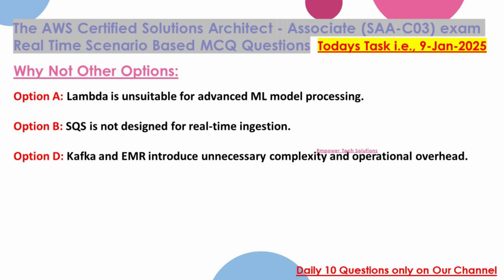Option A: Lambda is unsuitable for advanced ML model processing. Option B: SQS is not designed for real-time ingestion. Option D: Kafka and EMR introduce unnecessary complexity and operational overhead.